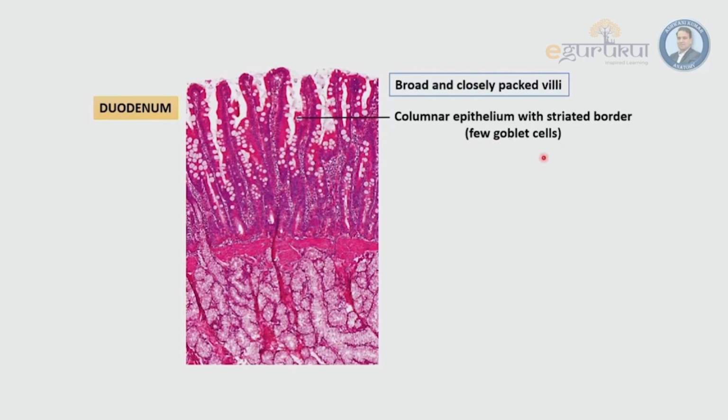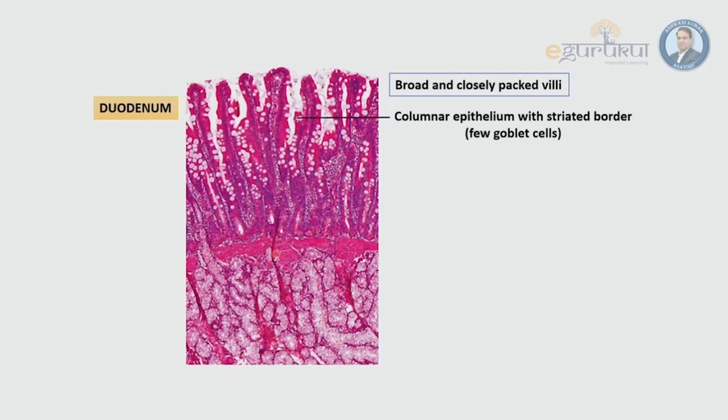And the more you go to the distal part of the intestine, from the duodenum to the jejunum, the ileum and the colon, the number of goblet cells will keep on increasing. By the time you reach the colon, it will look like we have all goblet cells only, nothing else is there.